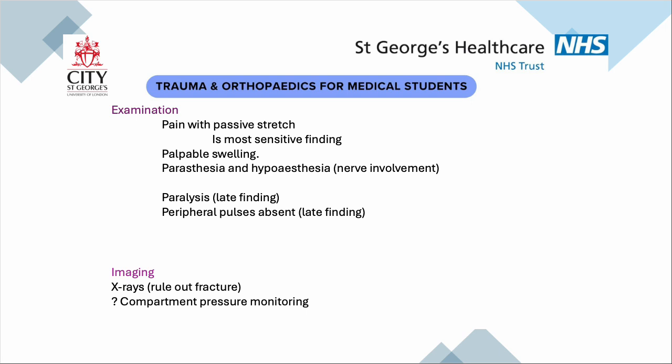Swelling is very non-specific, and if you look for it, there may be altered sensation. Now in the upper limb, that is classically the median nerve distribution, but in the lower limb, you just get a little numb patch between the big toe and the second toe, which patients will often not really complain about. You'll have to go looking for it. Paralysis is difficult because it's often in the presence of a fracture, and absent peripheral pulses means really an ischemic limb, which is much, much later.